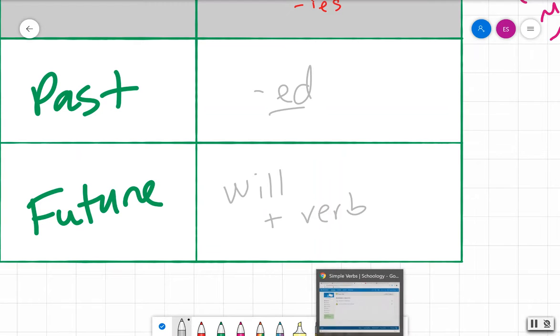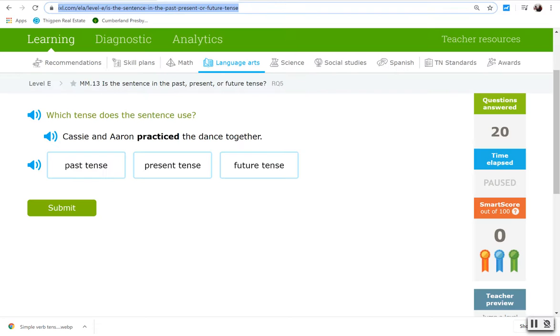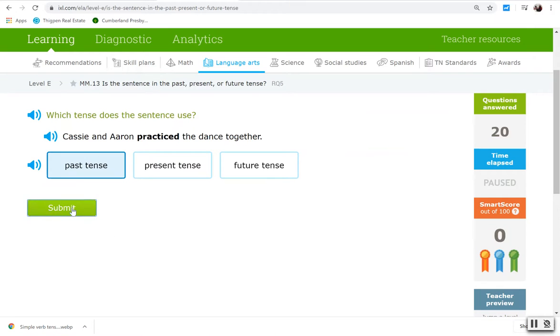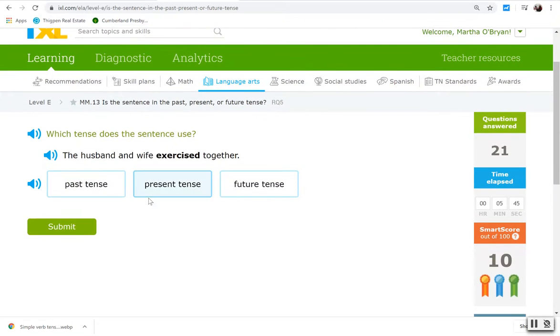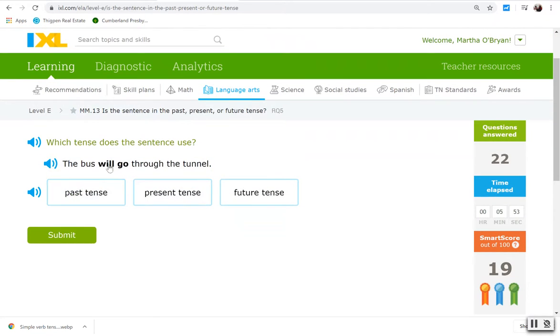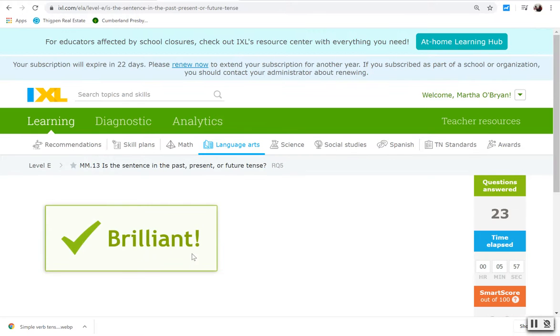So let's jump into IXL now and do some of these. So which tense does this sentence use? Cassie and Aaron practiced the dance together. We've got an ED, so that indicates to me that that is the past tense. The husband and wife exercised together. Once again, the ED, that's the past tense. The bus will go through the tunnel. We've got future tense. That word will is our clue.